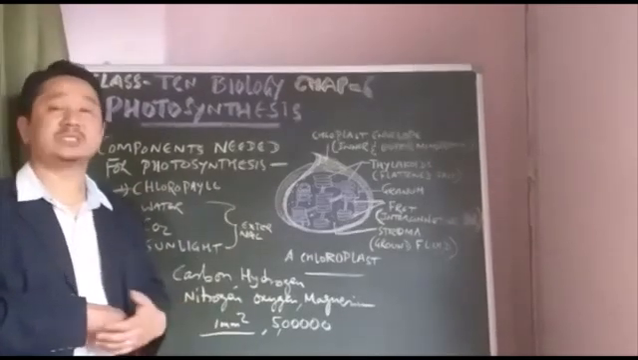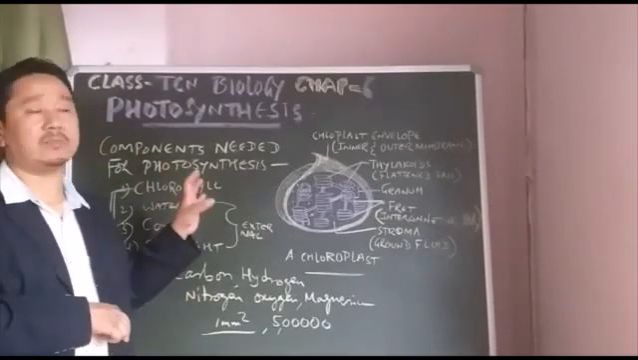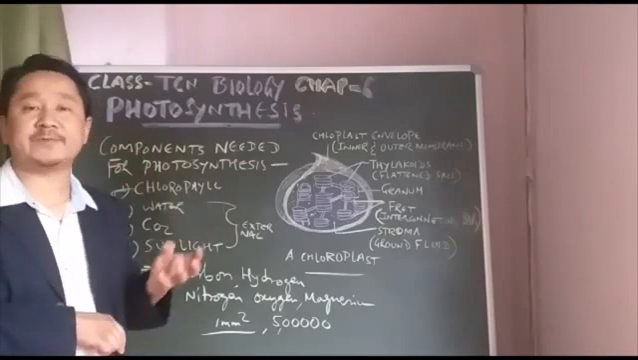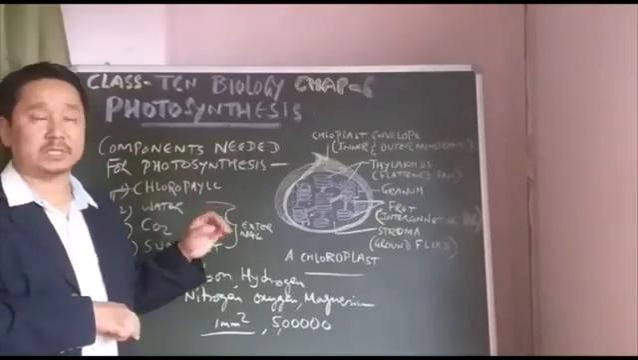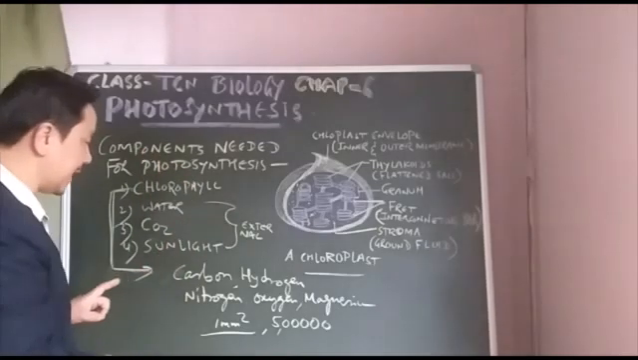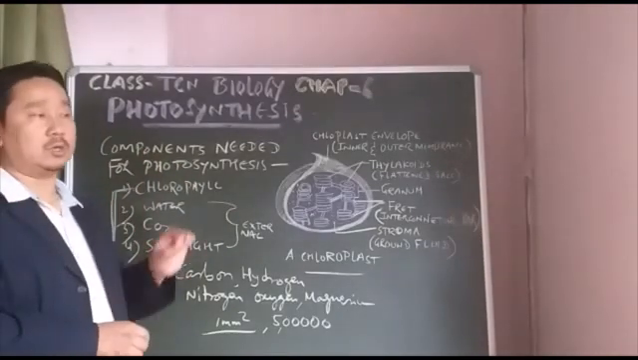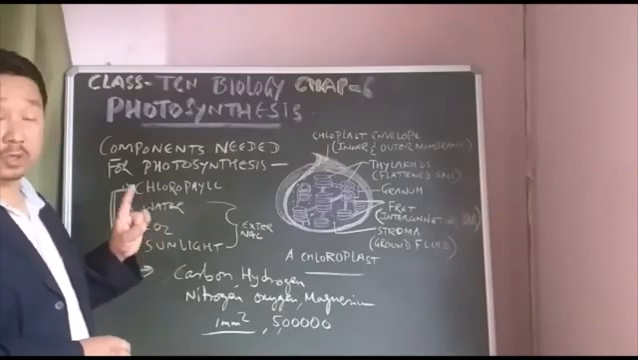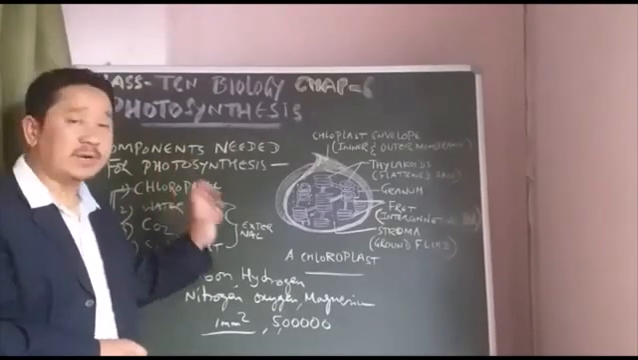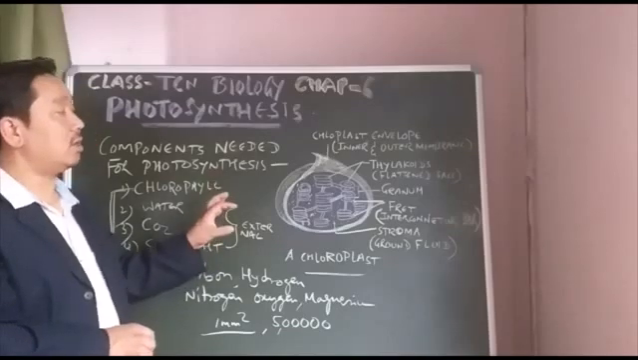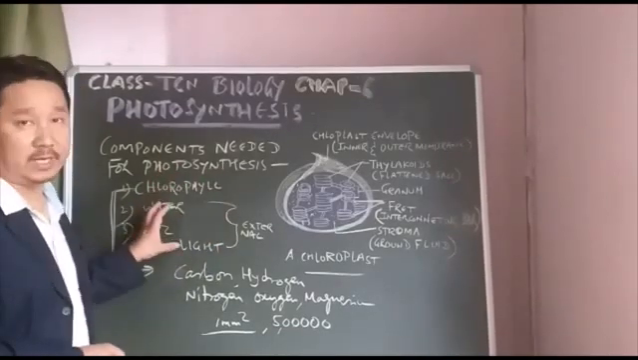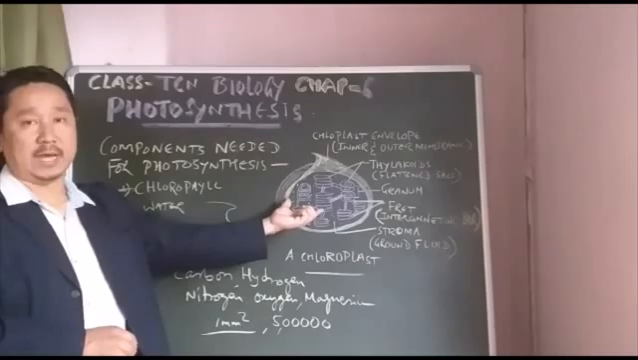You must be surprised knowing that there are 9 different kinds of chlorophylls. Among them, chlorophyll A and chlorophyll B are abundantly present. This is all about your chlorophyll, which is found in the chloroplast.